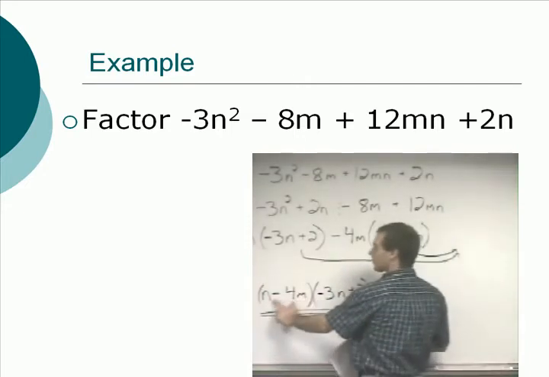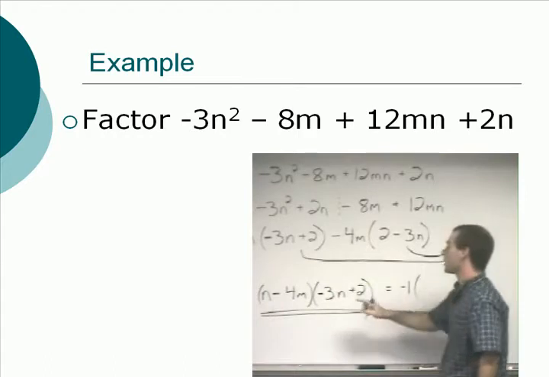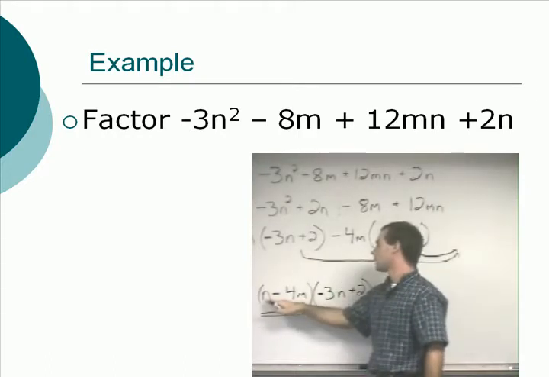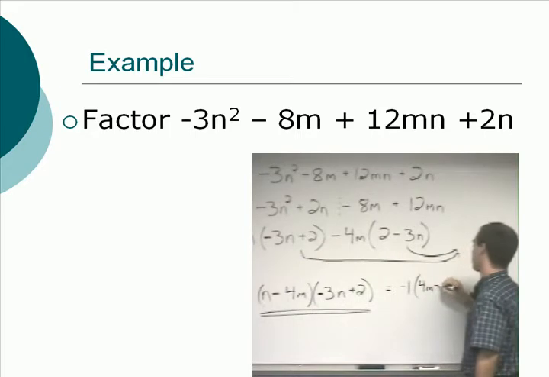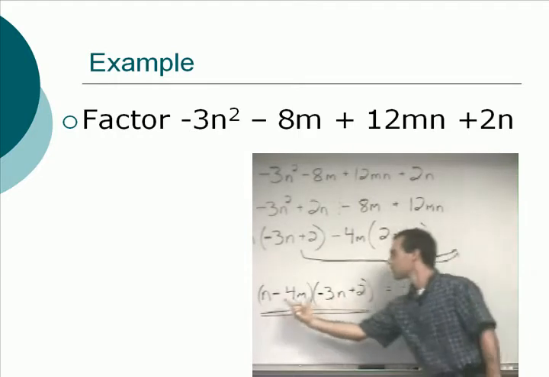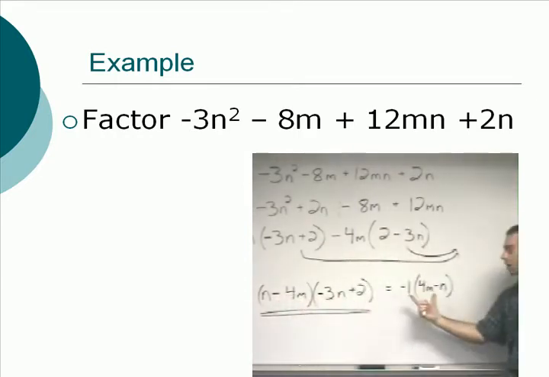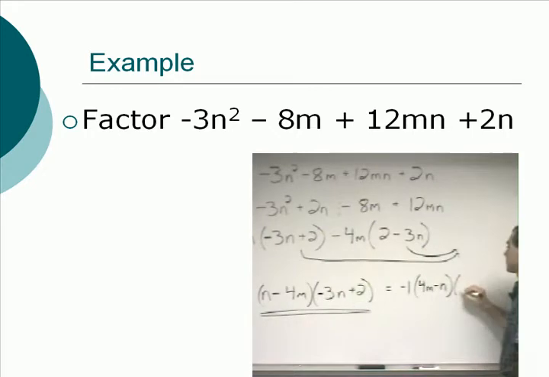If these signs were reversed, we could have had a negative 1 factored out, and then we'd have 4m minus n. Don't you agree that this is the equivalent of that? Okay, so watch out for that. The signs are different. Other than that, it's the same thing. Times negative 3n plus 2.